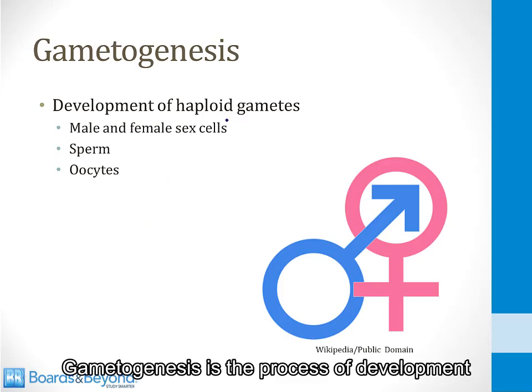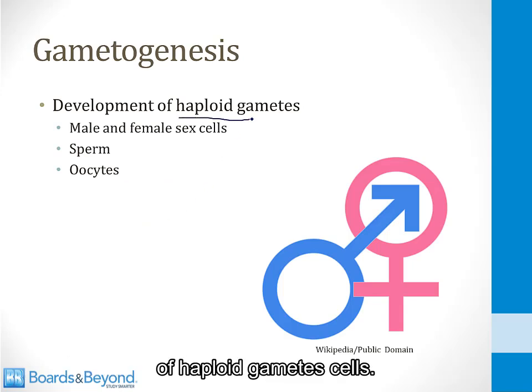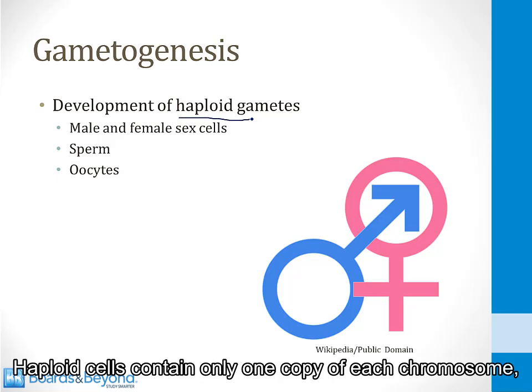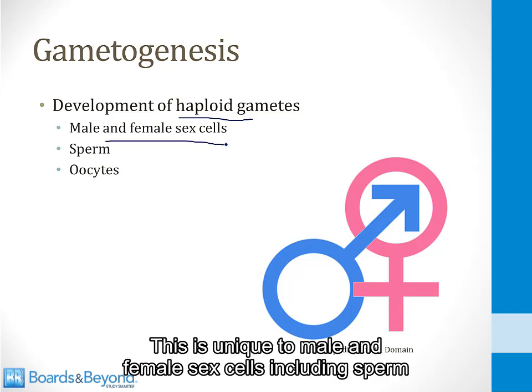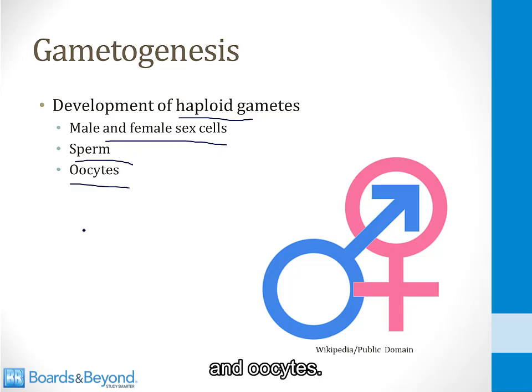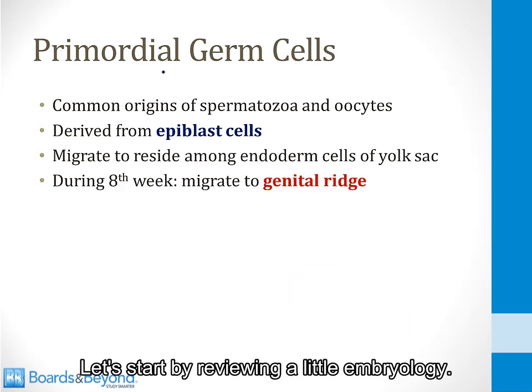Spermatogenesis is the process of development of haploid gamete cells. Haploid cells contain only one copy of each chromosome instead of two. This is unique to male and female sex cells, including sperm and oocytes. Let's start by reviewing a little embryology.